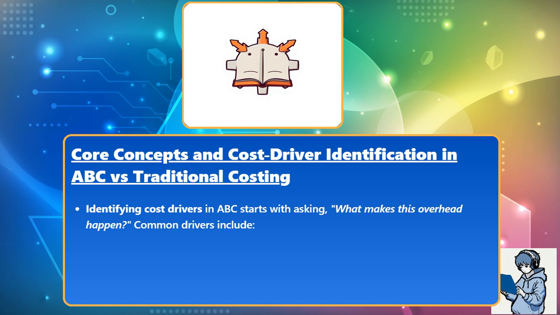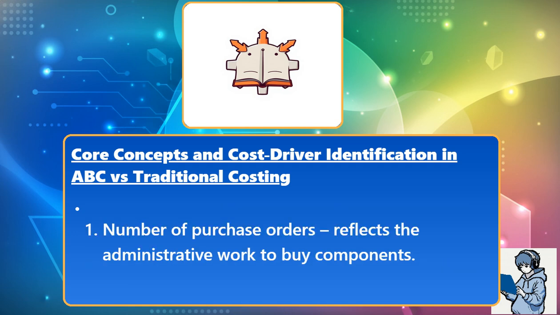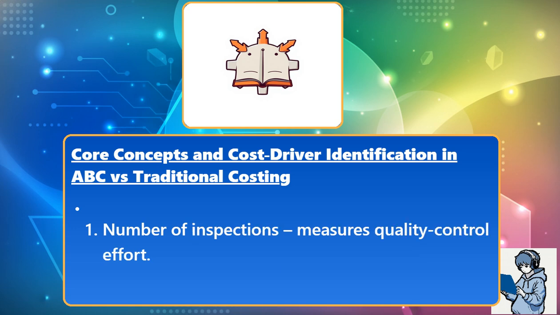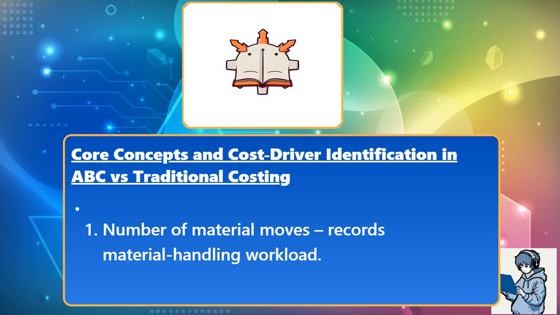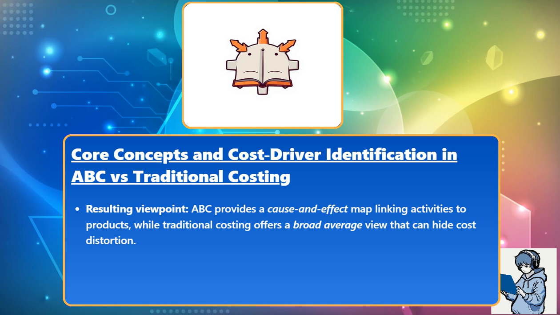Common drivers include: number of machine setups captures the effort to change tooling. Number of purchase orders reflects the administrative work to buy components. Number of inspections measures quality control effort. Number of material moves records material handling workload. In traditional costing, the driver is usually chosen for convenience, e.g. DLH, and may have little logical link to the actual consumption of overhead. Resulting viewpoint: ABC provides a cause and effect map linking activities to products, while traditional costing offers a broad average view that can hide cost distortion.